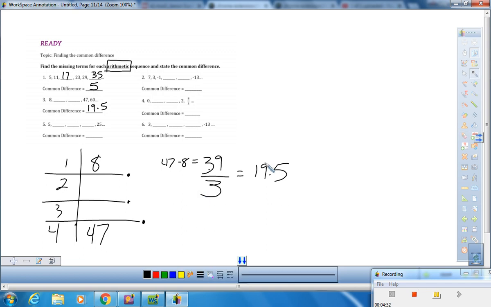Watch how that works. 39 divided by 3 is 13. Now let's try 13 as the common difference. Let's see if we did that one right. So 8 plus 13 is 21. 21 plus 13 is 34. 34 plus 13 is 47. Now we got it.